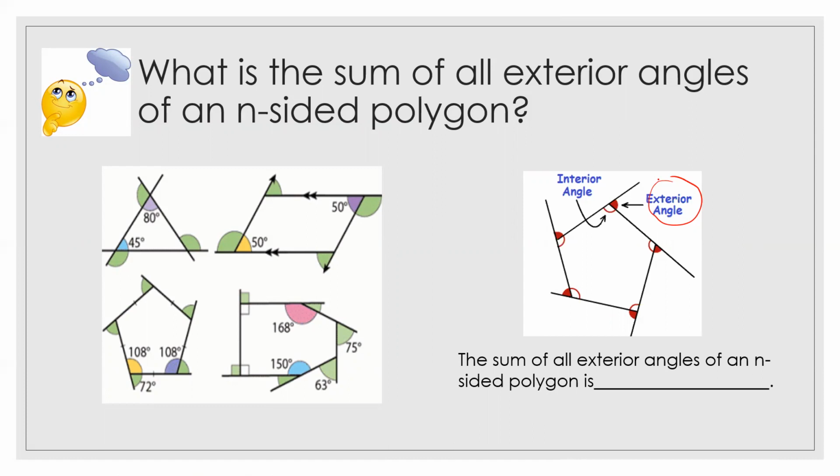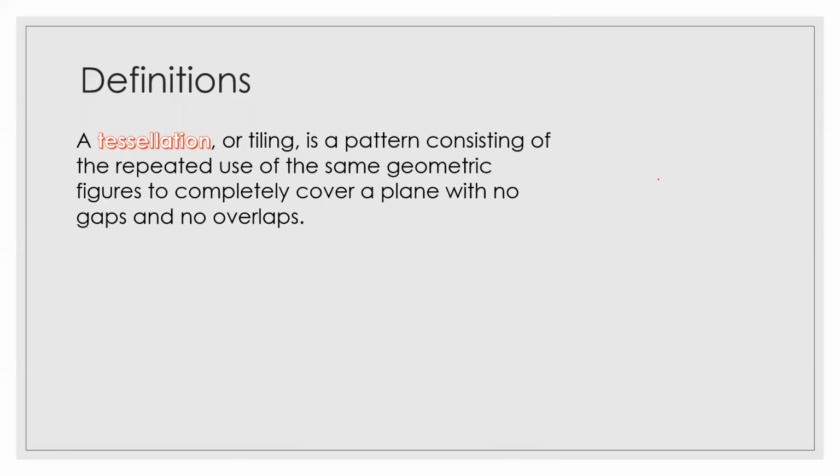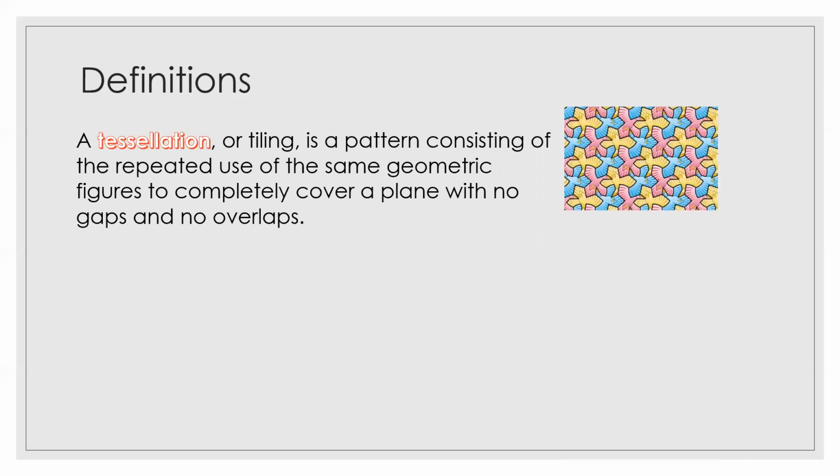Okay, and so what we're going to learn next would be to take a look at tessellations. So some definitions before we study the subject. A tessellation is a tile or a pattern consisting of repeated use of the same geometric figures to completely cover a plane. No gaps, no overlaps. That's a lot of words, but here's an example of a tessellation. As I repeat in this picture, the shape is being repeatedly used to cover the plane. No gaps, no overlaps.